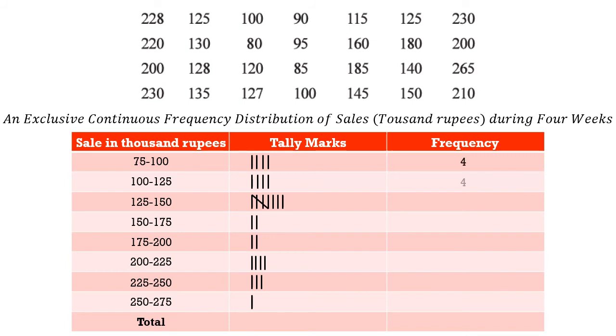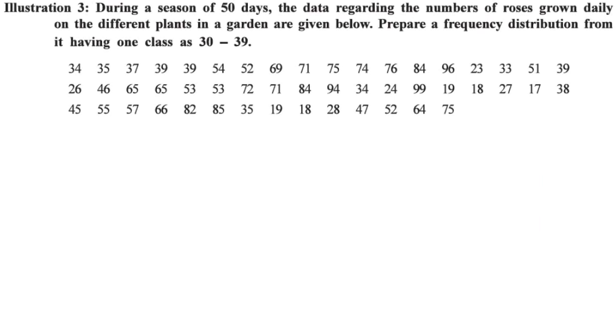Now we will make a total of all the telemarks. The first one is 4, again 4, then 8, then 2, 2, 4, 3, 1, and the total is 28. So this is how we show the continuous frequency distribution. We will take one more, and with that we will end our tutorial.